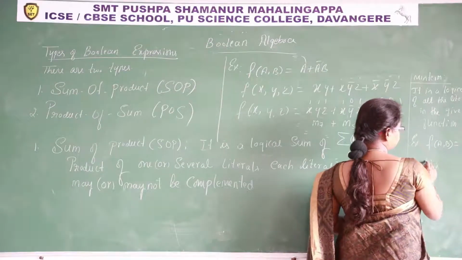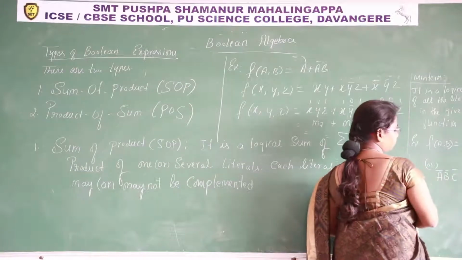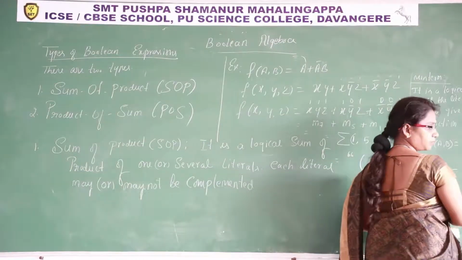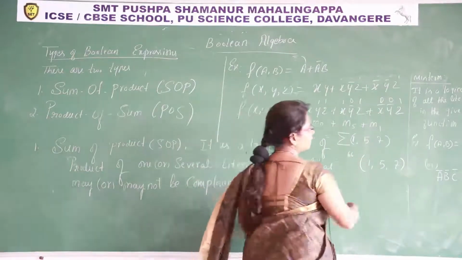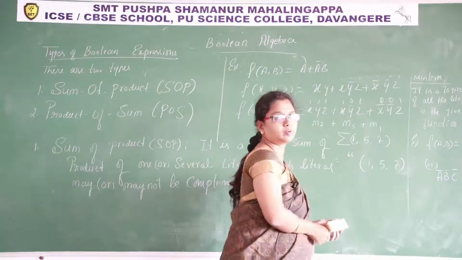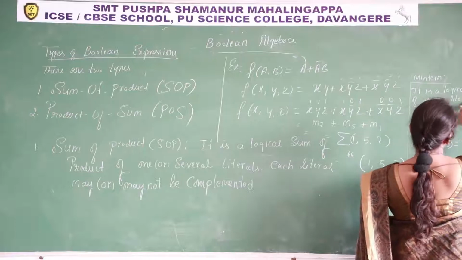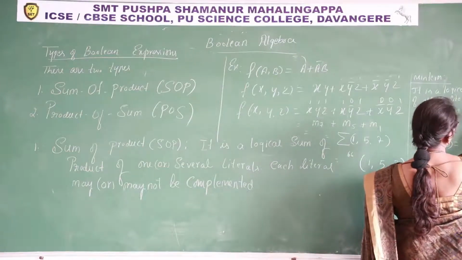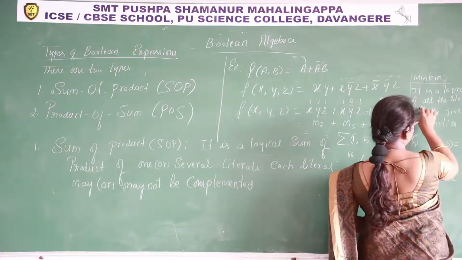Or a bar, b bar, c bar. So this is a min term. So this is a logical product of these literals. These literals may or may not be complemented. So I did not write here all the literals. Within brackets you can write, may or may not be complemented.